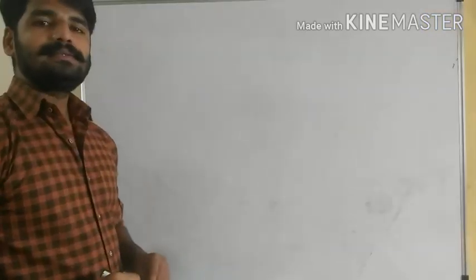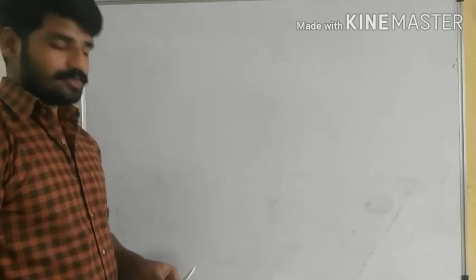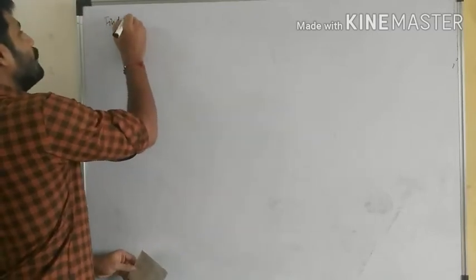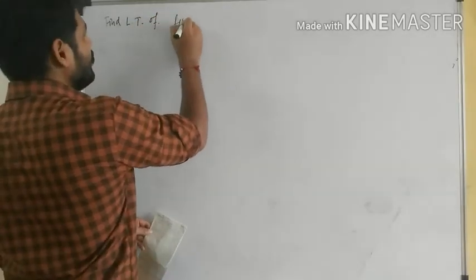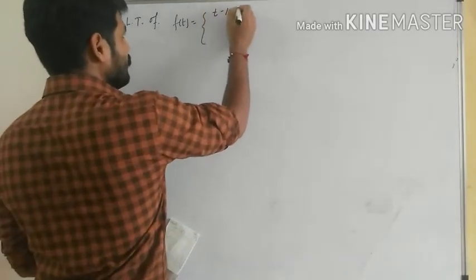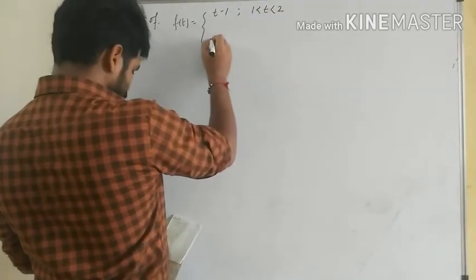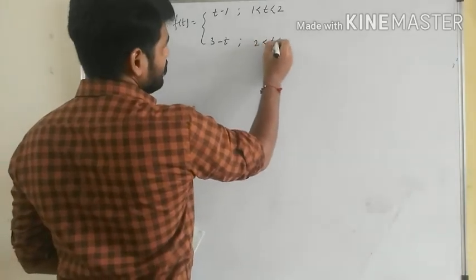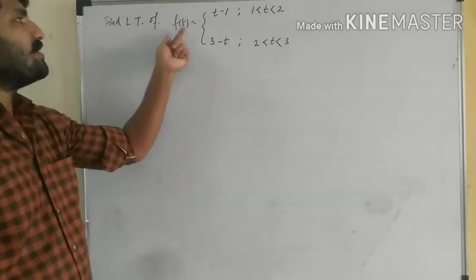Now let us see the problems depending on Laplace transform, how to find Laplace transform. See the first problem: find the Laplace transform of f of t, that is equal to t minus 1 when 1 is less than t is less than 2, and 3 minus t when 2 is less than t is less than 3, and 0 otherwise. So we have to find the Laplace transform of this function.